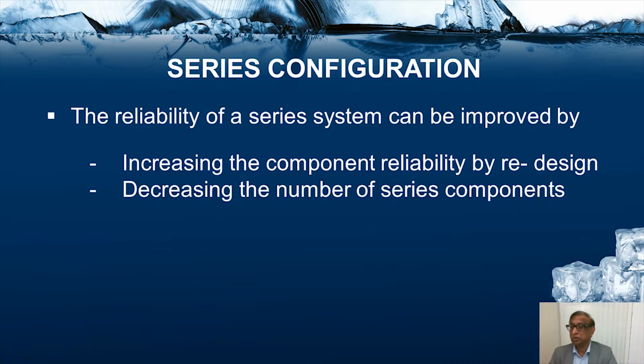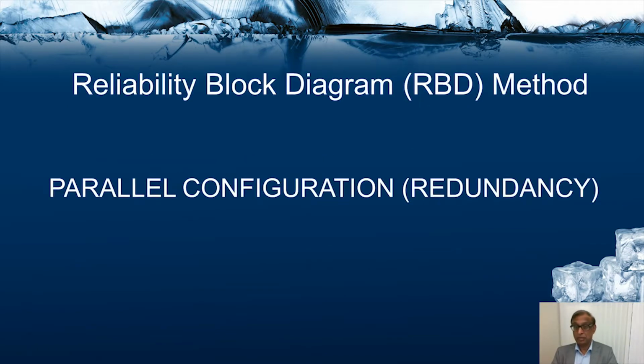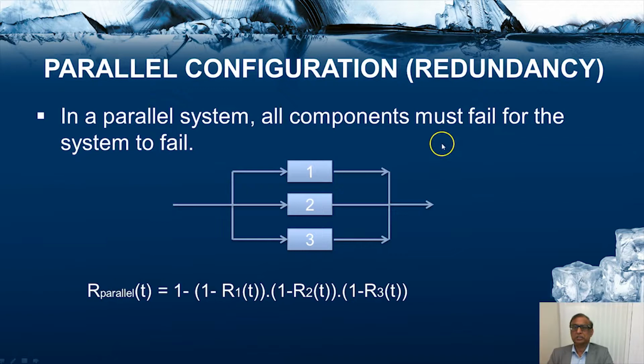So there are different ways of playing around with this design part. And next we'll be looking into the parallel configuration. That's one way to increase the reliability of the system, I mean. Now let's look at parallel configuration. In parallel configuration, all components must fail for the system to fail. So even if one component is working, the system will be functioning, and reliability will be at least given by the component with the largest reliability value.